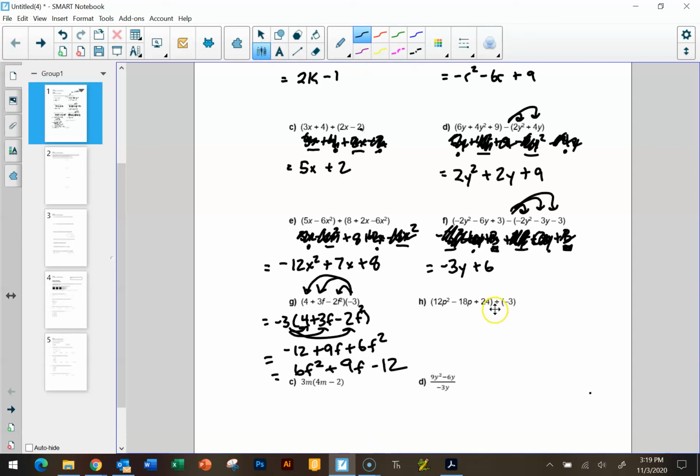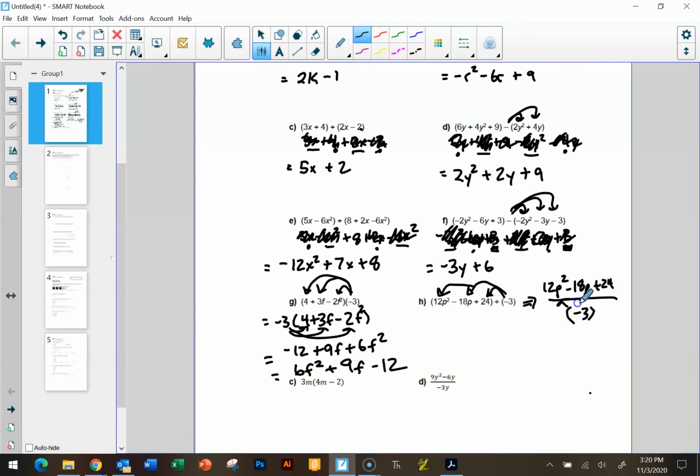All right, now we've got a division question. I like to write these in terms of a fraction. It just makes it easier for me to divide. But if you don't like writing it as a fraction, just make sure that you remember to divide everything by negative 3. So I'm just going to write this a slightly different way because it makes me happy. 12p squared minus 18p plus 24, and then divide that all by a negative 3.